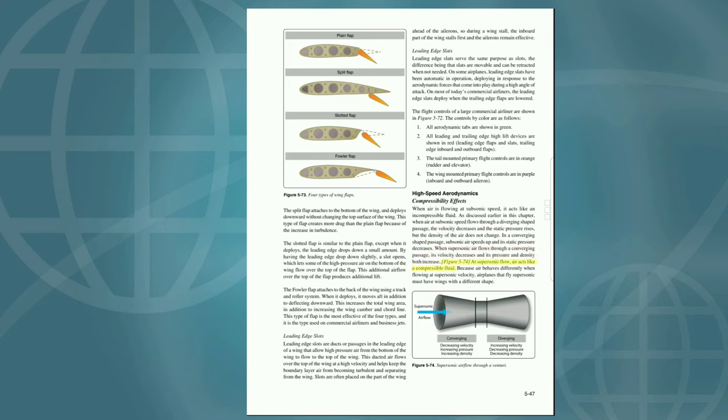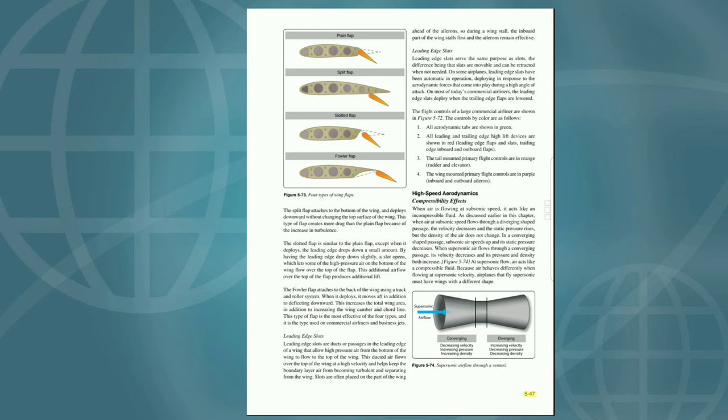Figure 5-74. At supersonic flow, air acts like a compressible fluid. Because air behaves differently when flowing at supersonic velocity, airplanes that fly supersonic must have wings with a different shape. Supersonic air flow. Converging: decreasing velocity, increasing pressure, increasing density. Diverging: increasing velocity, decreasing pressure, decreasing density. Figure 5-74. Supersonic airflow through a venturi.